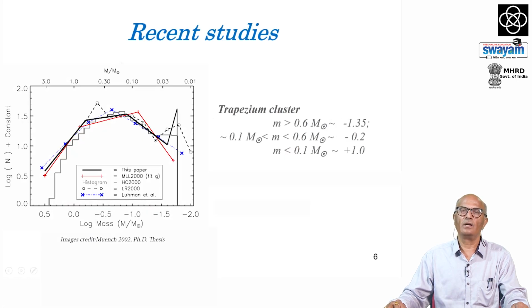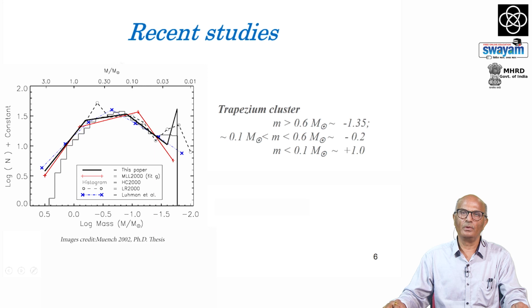This slide in fact is describing the initial mass function based on recent studies. Here the x axis denotes mass, from larger mass to smaller mass. This is on a logarithmic scale. So, 0 means 1 solar mass, and these are higher mass, these are subsolar mass.